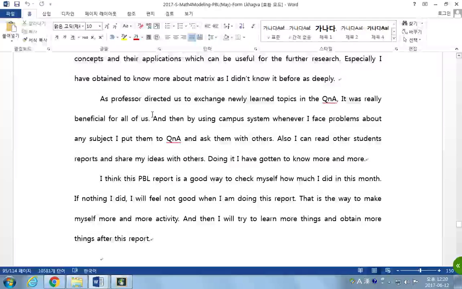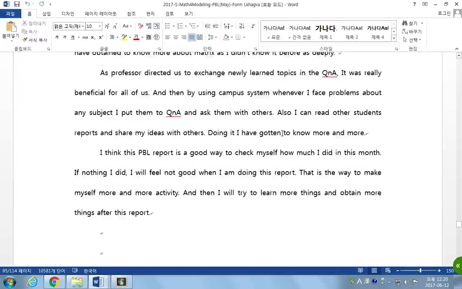As the professor directed us to exchange newly learned topics in Q&A, it was really beneficial for all of us. And by using the iCampus system, whenever I face problems about any subject, I put them to Q&A and ask them with address. Also, I can read other students' reports and share my ideas with others. Doing it, I have gotten to know more and more.